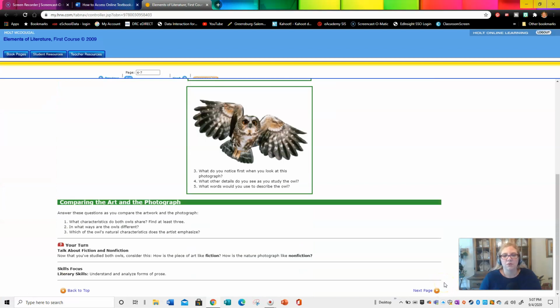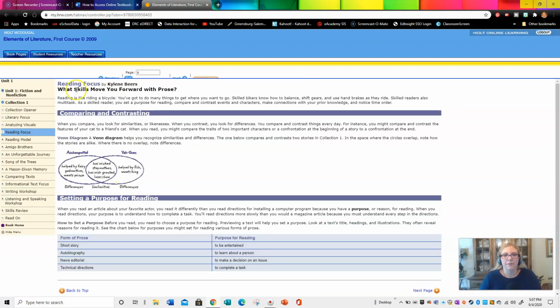And the next article that we will read is the reading focus, what skills move you forward with prose. So this is on pages 8 and 9. Reading is like riding a bicycle. You've got to do many things to get where you want to go. Skilled bikers know how to balance, shift gears, and use handbrakes as they ride. Skilled readers also multitask. As a skilled reader, you set a purpose for reading, compare and contrast events and characters, make connections with your prior knowledge, and notice time order.